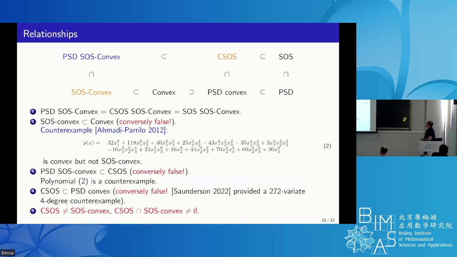So this graph shows the global relationship between these definitions. What we propose is CSOS, and you see that they have no inclusion. Just the intersection of them provides the PSD, CSOS, SOS convex polynomials. That is the set we are interested in practice, because it can be verified in polynomial time. You can also see that all these inclusions are strict. You cannot reverse the inclusion, because all of them have counterexamples. I will skip the details about that.